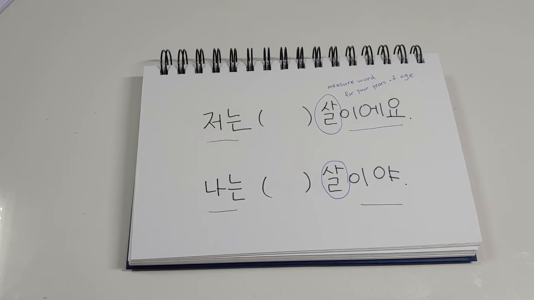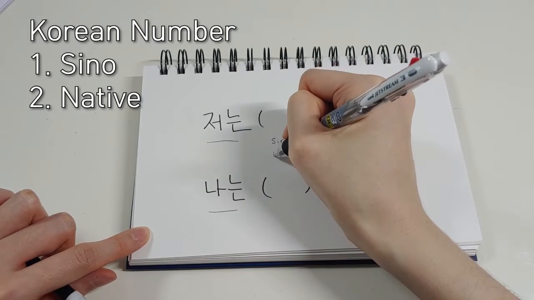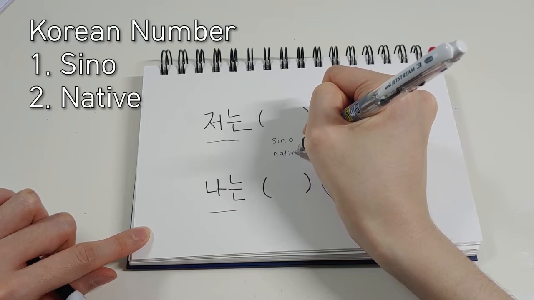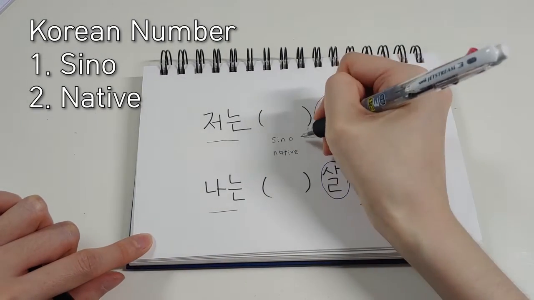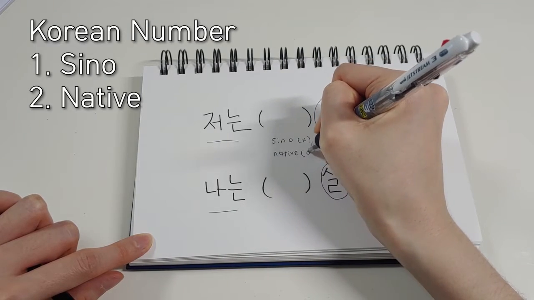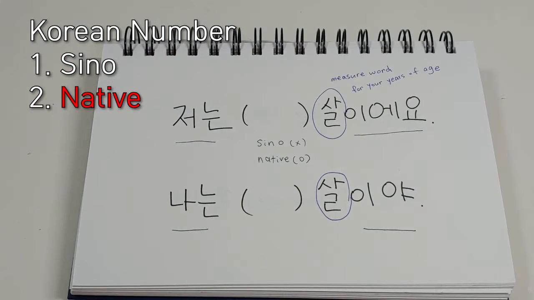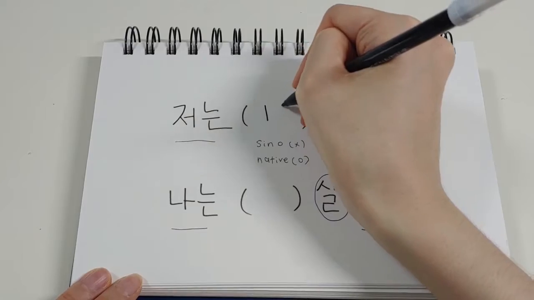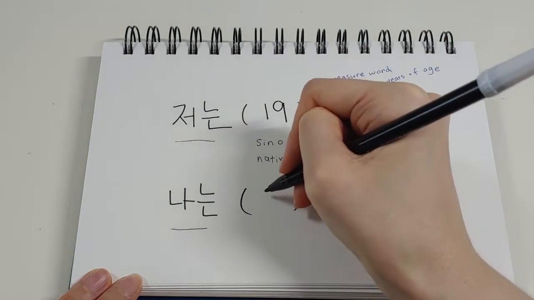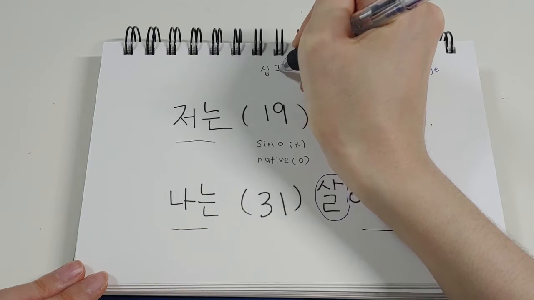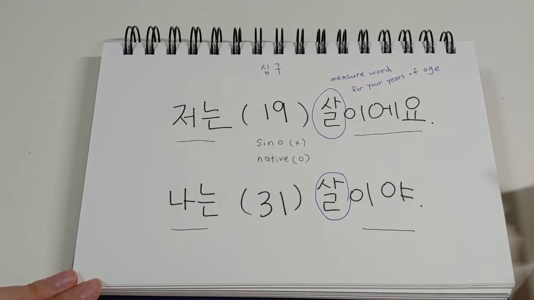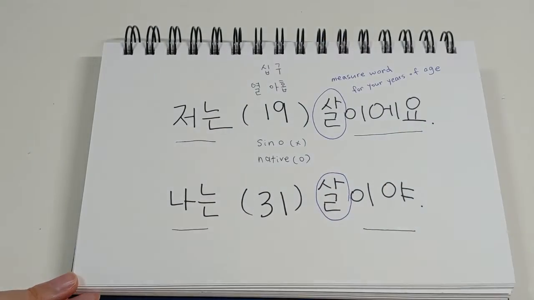Do you remember in Korean number there are two ways to say numbers? One is Sino Korean number and another one is native Korean number. We use different number in different situation, but when it comes to age, we use native Korean number. So let's take random numbers, for example. Do you remember what 19 is in Korean? In Sino-Korean number, it's 십구. In native Korean number, it's 열아홉.